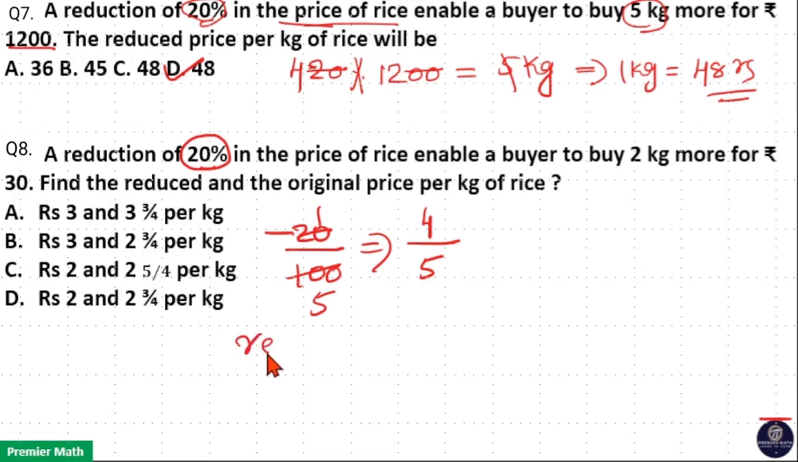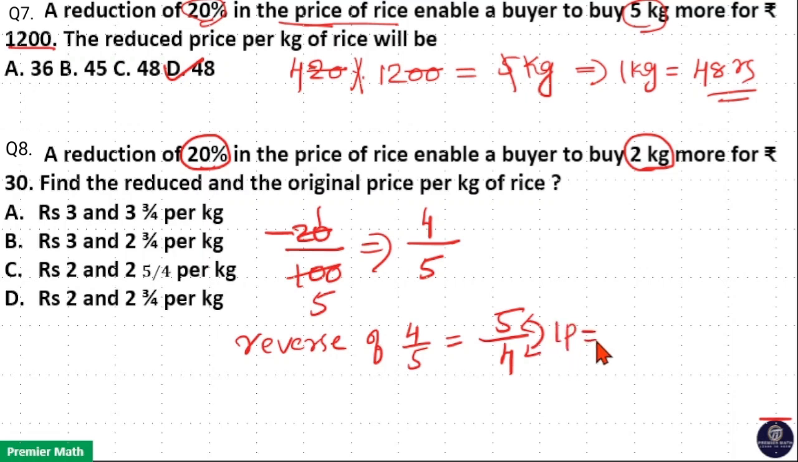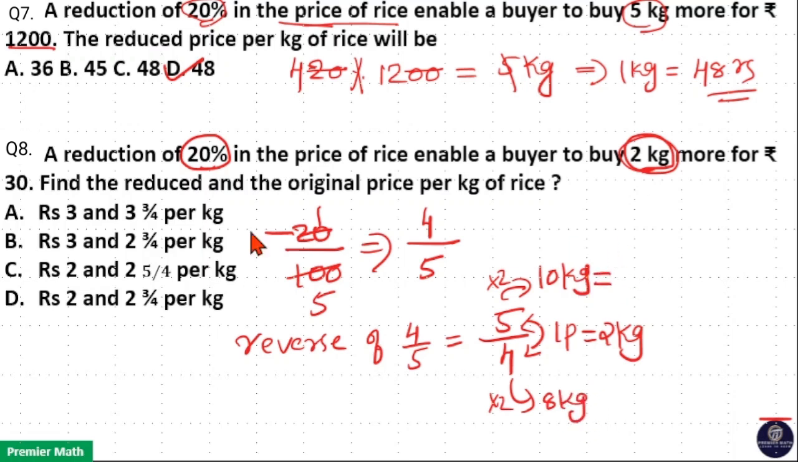So take the reverse of price ratio, which is equal to 5 by 4. Now this is the quantity ratio. That is, here 2 kilogram is the difference in quantity. That is 5 part minus 4 part is equal to 1 part. This 1 part is equal to 2 kilogram given in the question. That is 2 kilogram is the extra quantity here. Now if 1 part is 2 kilogram, 5 part is equal to 5 into 2, 10 kilogram. And 4 part is equal to 4 into 2, 8 kilogram. Now this 10 kilogram cost 30 rupees.